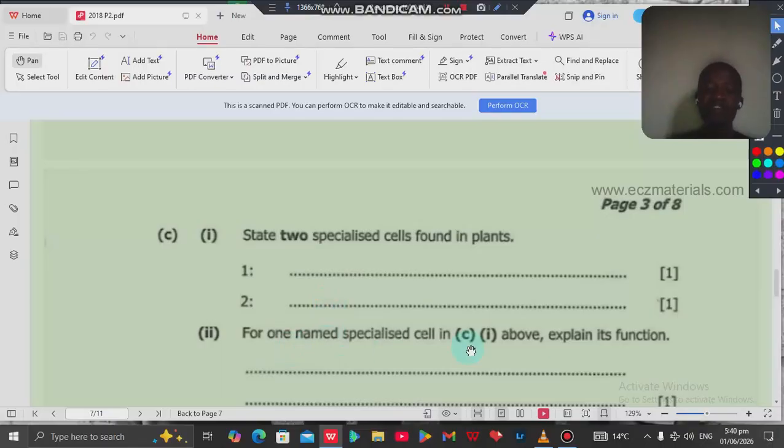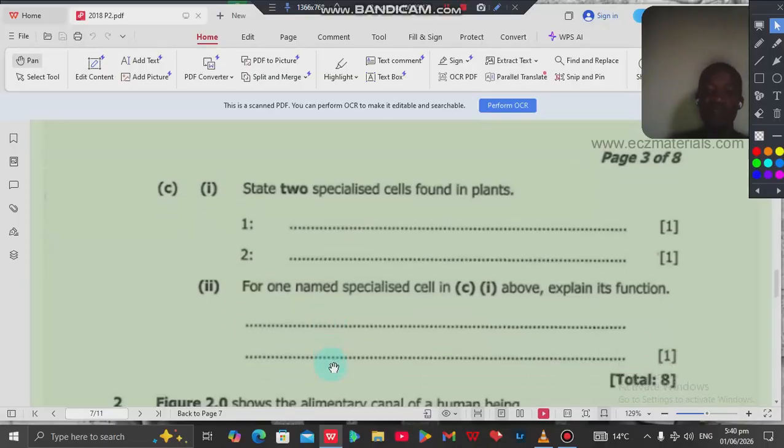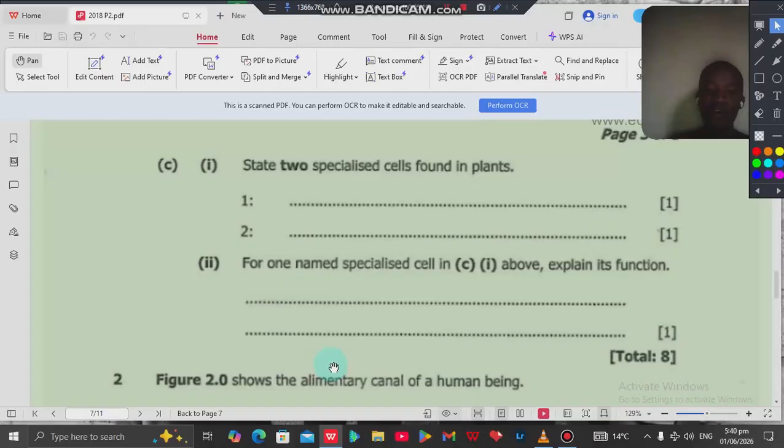And then for one named specialized cell in C1 above, explain its function. So I'll move with the root hair cell that I had mentioned. So the function of the root hair cell is the root hair cell helps in the absorption of water and mineral salts from the ground. Okay, the absorption of water and mineral salts, that's the function of the root hair cell.